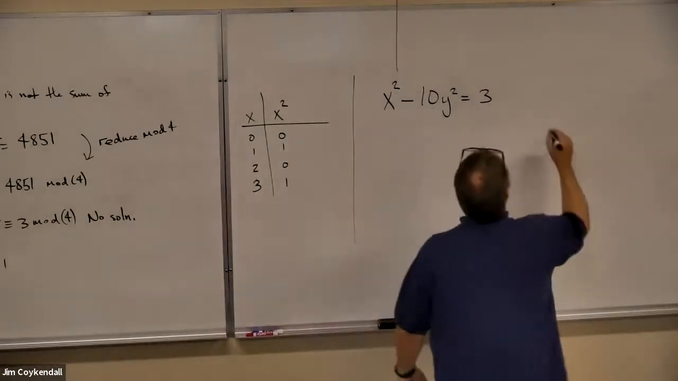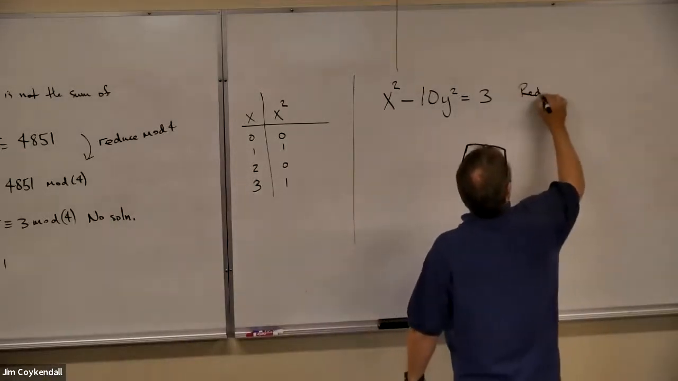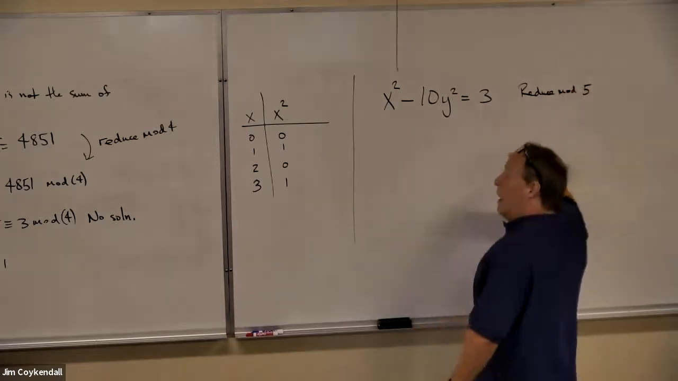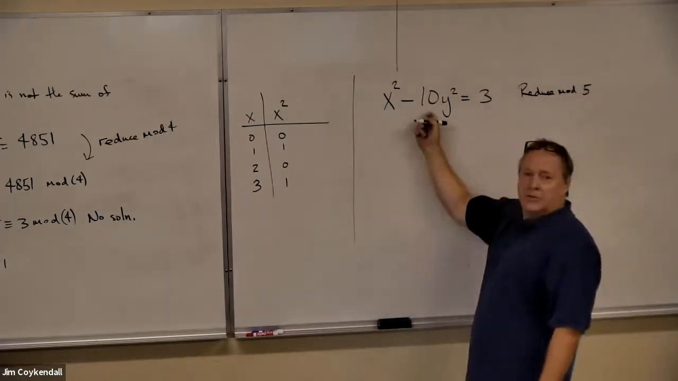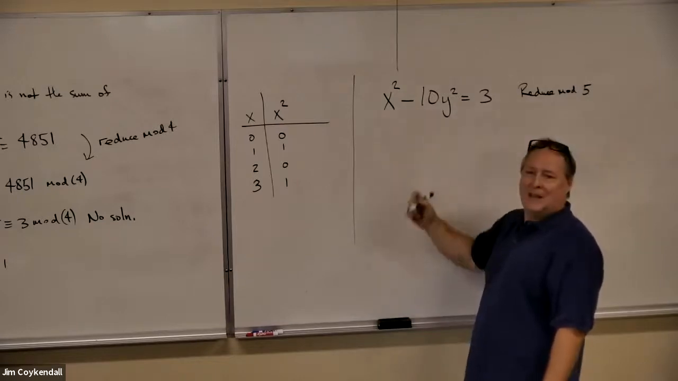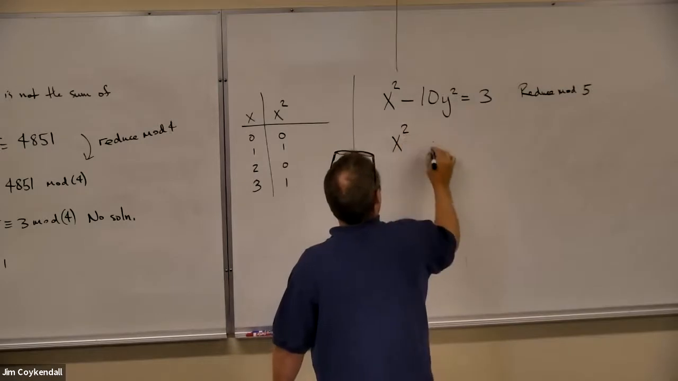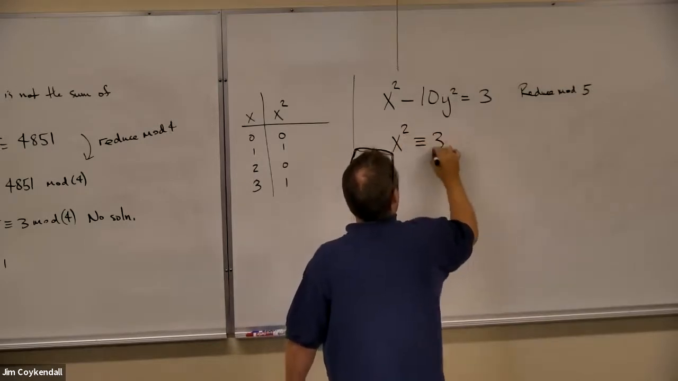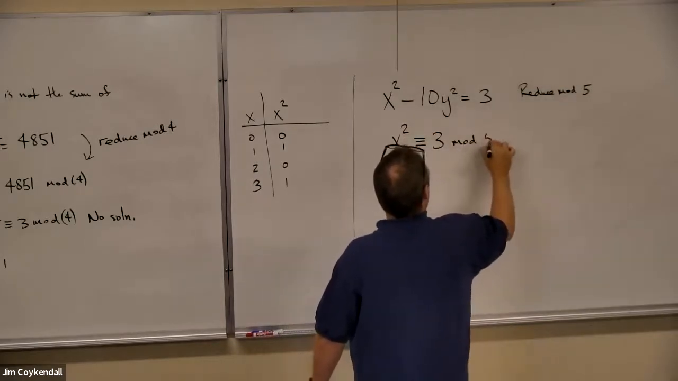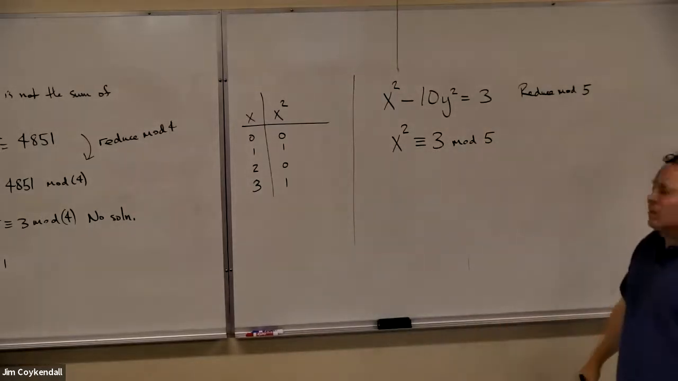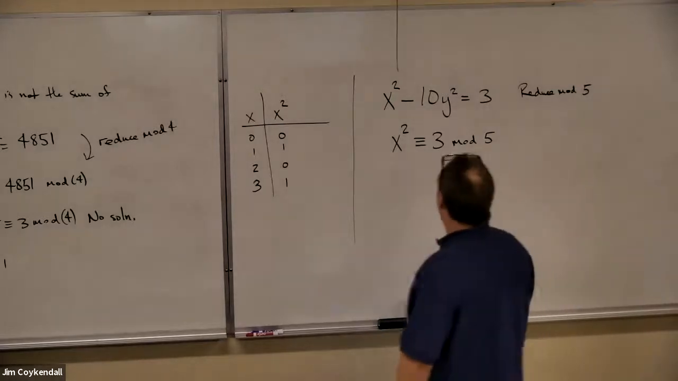Let's do the same thing here. Let's reduce mod 5. Why 5? Because 5 divides 10, and that's going to take this out. That's really what I'm about, is destroying things here, making it as simple as possible. I reduce this to the equation x squared is equal to 3 mod 5. Is this solvable?